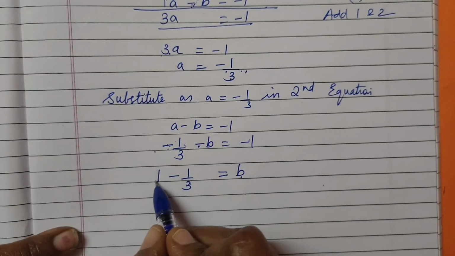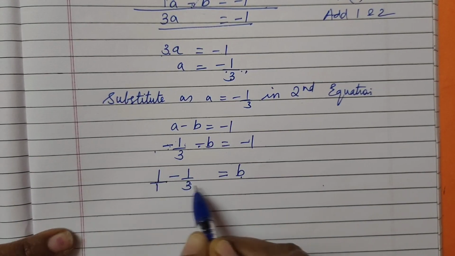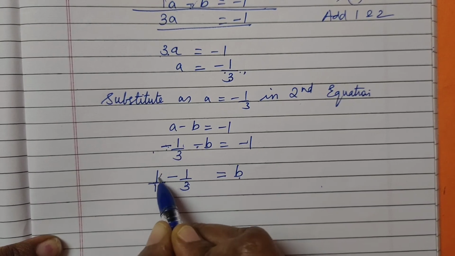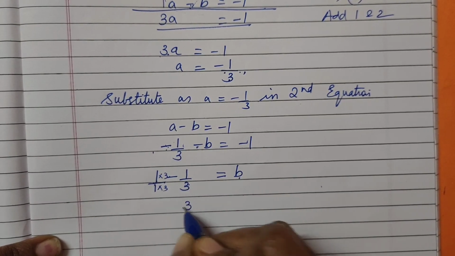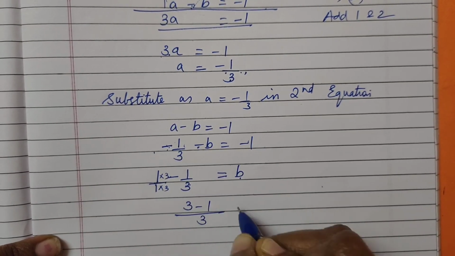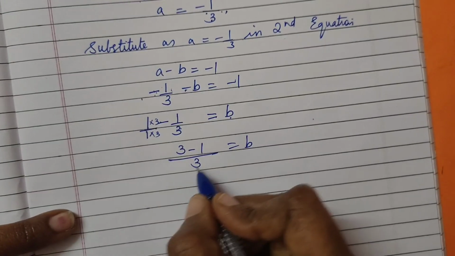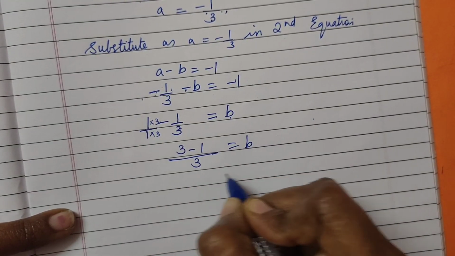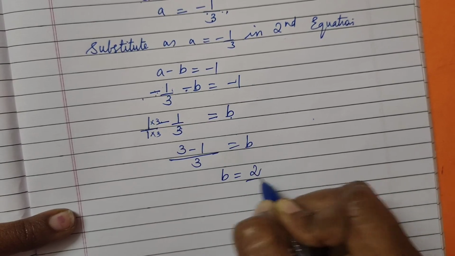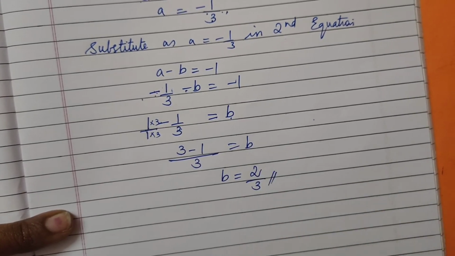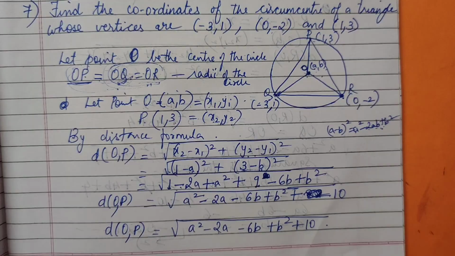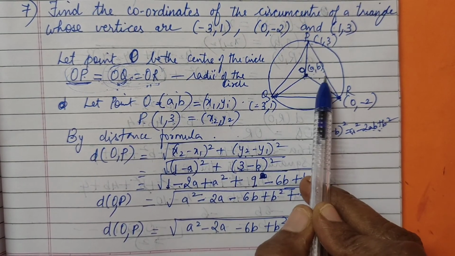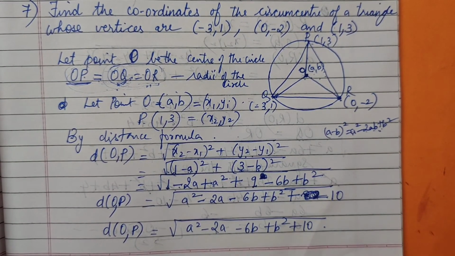So now can we solve this sum? Yes. We have to take the denominator the same, 3 into 3. So 3 ones are 3. 3 minus 1 upon 3 equals b. That means if you subtract, you will get 2 upon 3. So therefore, b equals 2 upon 3. Exactly what we were doing, we need to find these coordinates, the circumcenter, a 0, a b, that we need to find out.